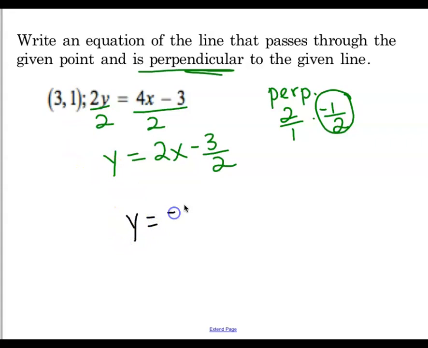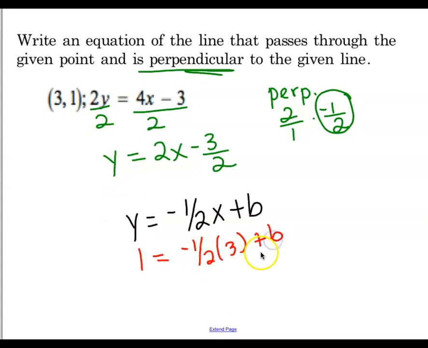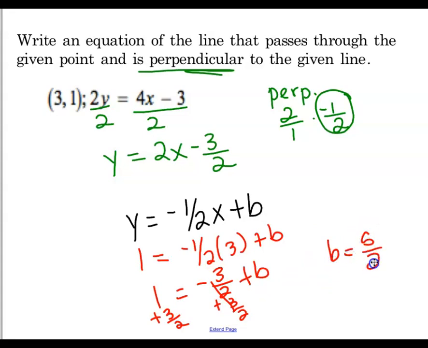So the new slope of my line perpendicular is going to be negative 1/2. So now I set it up. Y equals negative 1/2 x plus b. I am going to use my point that I am given. I was given y is 1, x is 3, and I need to solve for b. So negative 1/2 of 3 is negative 1 1/2 plus b equals 1. I am going to add 3/2, and I get b to equal 5/2. So my line perpendicular is going to be y equals negative 1/2 x plus 5/2.